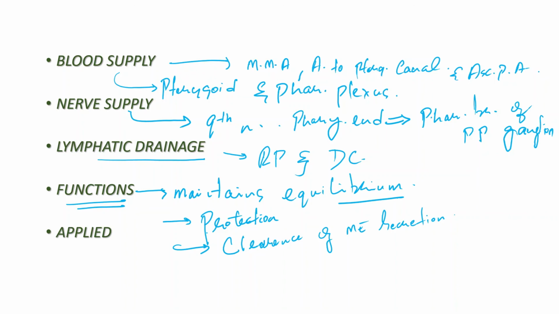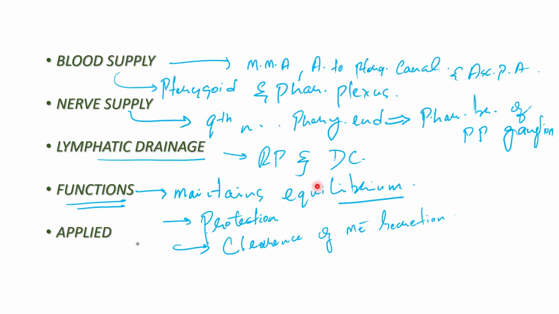Regarding the functions of the auditory tube, the auditory tube mainly maintains the equilibrium of the air pressure on either side of the tympanic membrane. At rest, the tube usually remains closed, but during the act of swallowing, yawning and sneezing, it reflexively opens. It also protects the middle ear by preventing the transmission of the high sound pressure from the nasopharynx to that of the middle ear cavity. Clearance of the middle ear secretion is also an active function of the auditory tube. As the tube is lined by the ciliated columnar epithelium, the cilia of the mucosal lining beat in the direction of the nasopharynx and drain the secretion of the middle ear into the nasopharynx. So this is about the functions of the auditory tube.